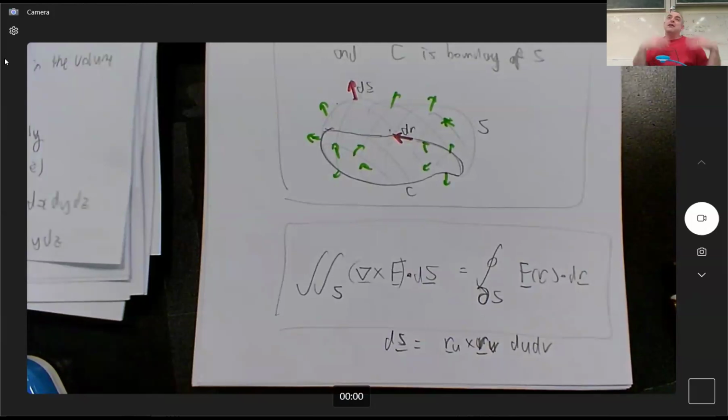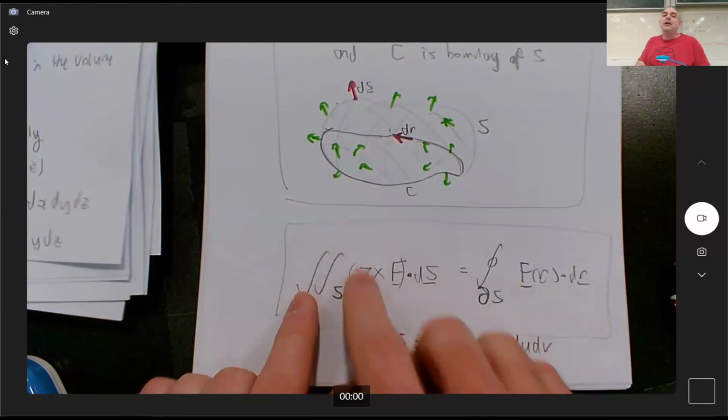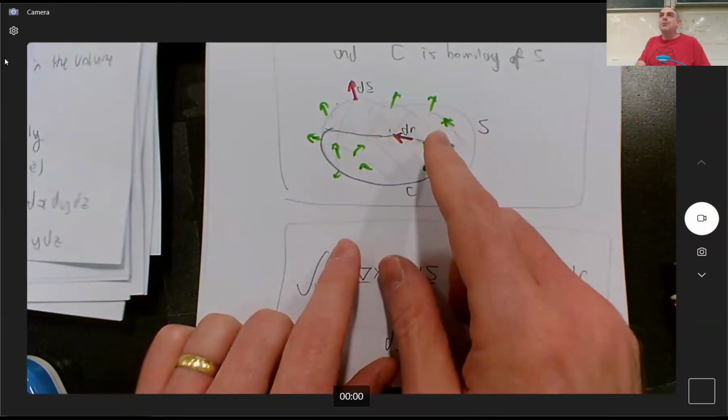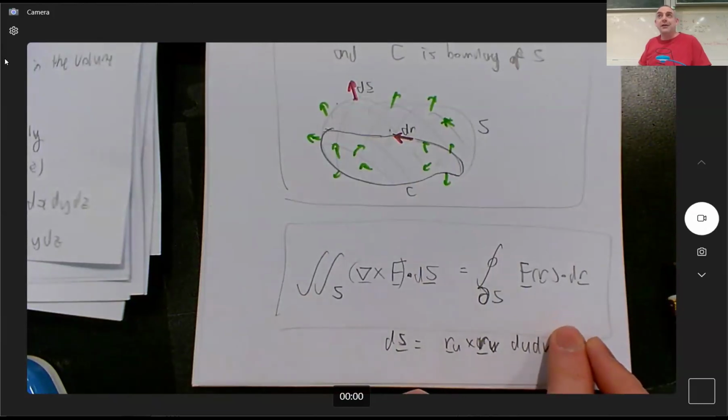Green's theorem is like, yeah, whatevs. But Stokes' theorem is like, yeah, it's really hard to parameterize some surfaces, but curves are not as hard to parameterize usually, especially if they're circles.